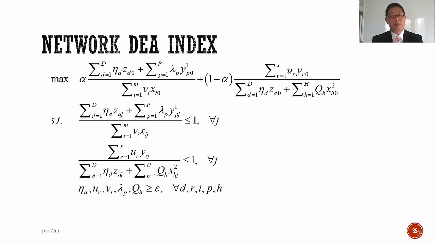Unlike the standard DEA model, here alpha is just the weights. You just specify the weights. You can also set this as a variable too, but that will make this model more nonlinear. As I was saying, unlike the conventional DEA model, this cannot be converted into a linear model. No, it just can't.